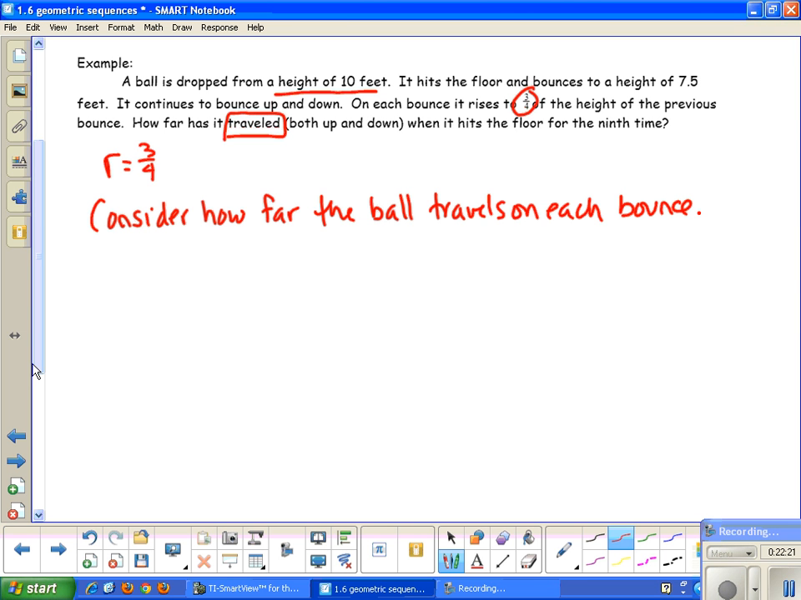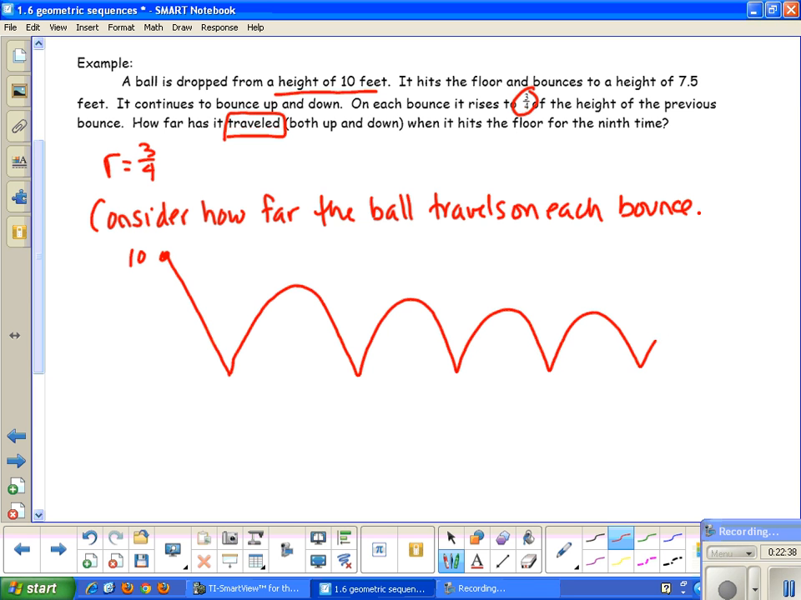So I like to do a picture in order to help me do this. I know I start with 10 feet and I'm falling. So this is 10, we go down. So then my ball hits the ground and it bounces up, and then it hits the ground again and bounces up, and it's going to keep on going until it eventually will stop.